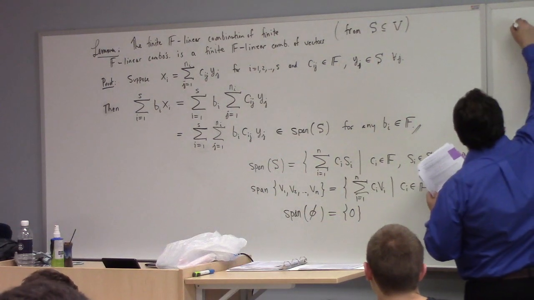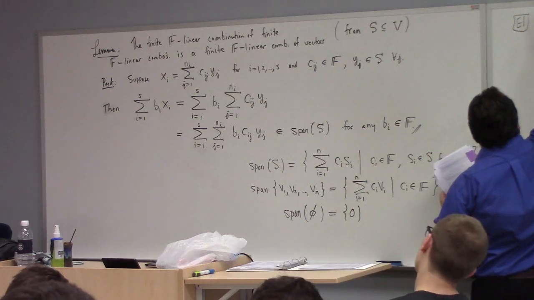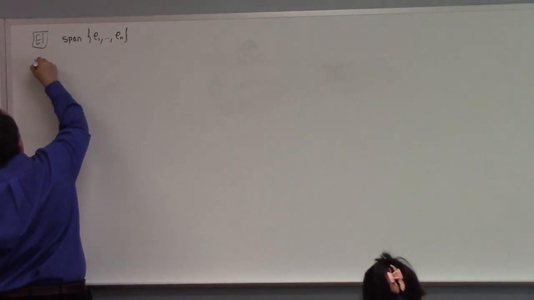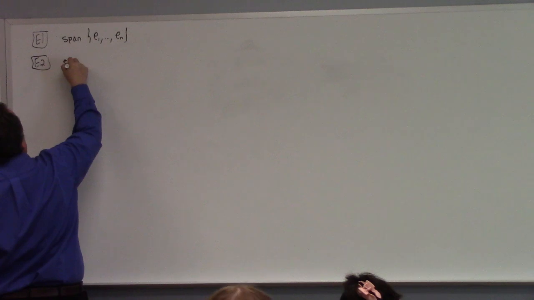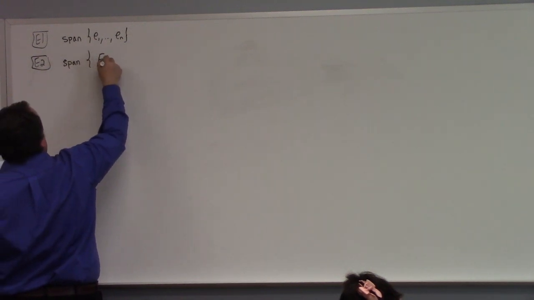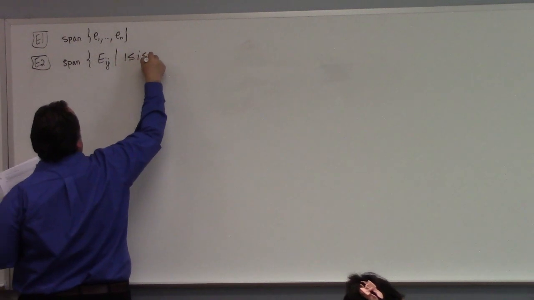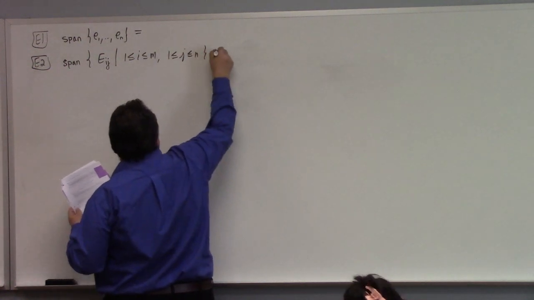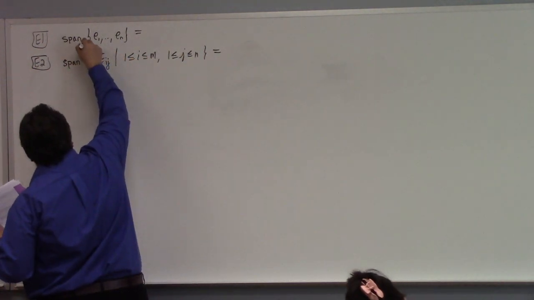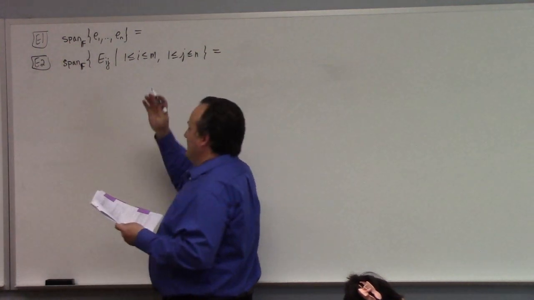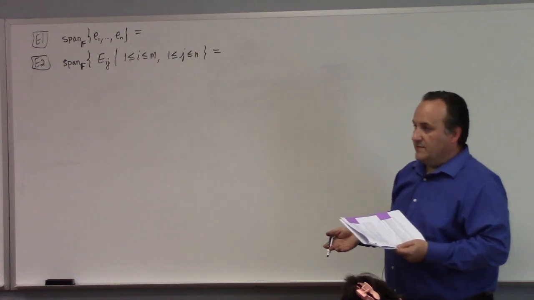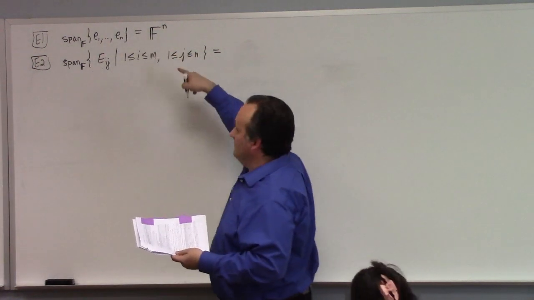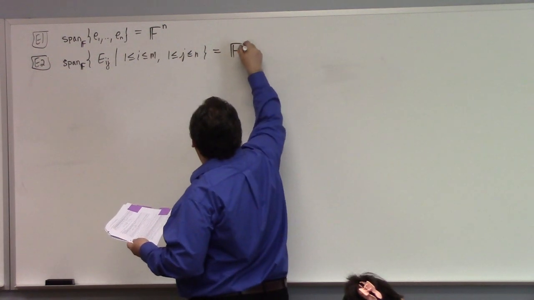I guess I could give some examples. If we had the span of e_1 through e_n, example 2, we could do the span of e_ij such that 1 less than or equal to i less than or equal to m, 1 less than or equal to j less than or equal to n. In the context of F^n over the field F, where that's the standard basis and the matrix units we defined before, this is exactly all column vectors, and this is exactly all m by n matrices.